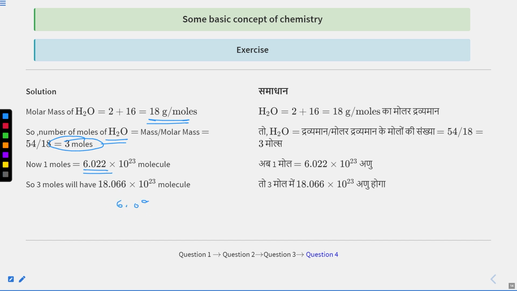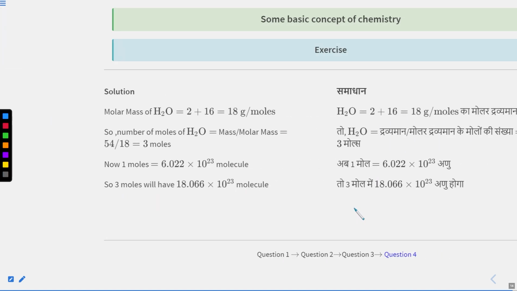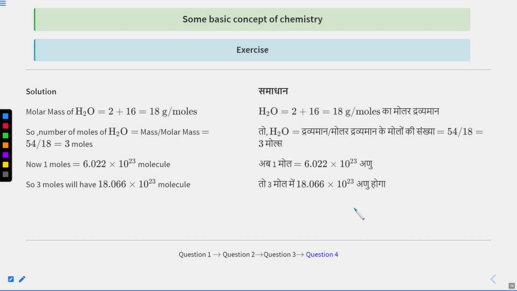So 6.022 into 10 raised to the power 23 multiplied with 3. You will get 18.066. And this would be the correct answer. How many molecules of water are there in 54 gram of H2O? So in 54 gram of H2O, there are total 3 moles, and in 3 moles, 3 into 6.022 into 10 to the 23 molecules are there, and the value comes out to be 18.066 into 10 raised to the power 23 molecules.